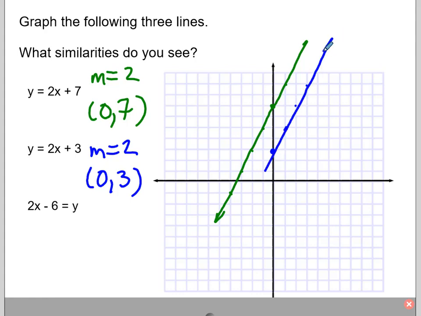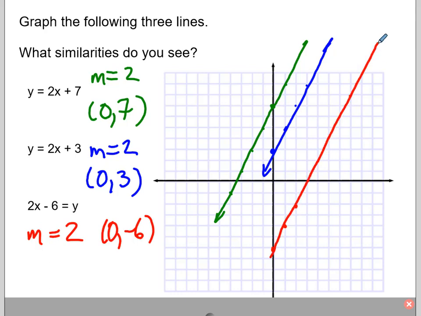Okay, I think I got the idea here. Let's do the last one just for kicks. Now this is in reverse order. It's okay, the y is by itself, so we can deal with that. So our slope is 2. Our y-intercept is negative 6. Negative 6, up 2 over 1. And if my drawing skills are moderately good, let's see if I can draw this relatively close. We should see those three lines are all parallel.